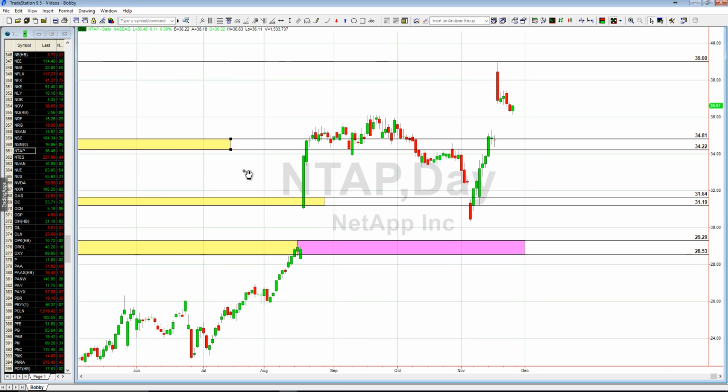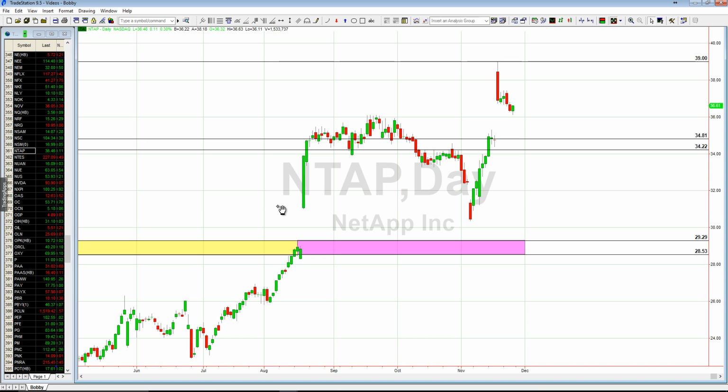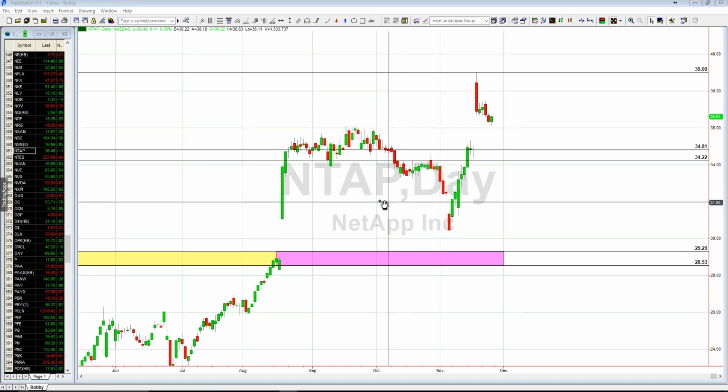And by the way, once these are all violated and you're not using them anymore, just take them off the chart. Okay, so that one got violated. So this aqua demand zone is still fresh, so we want to leave that there.